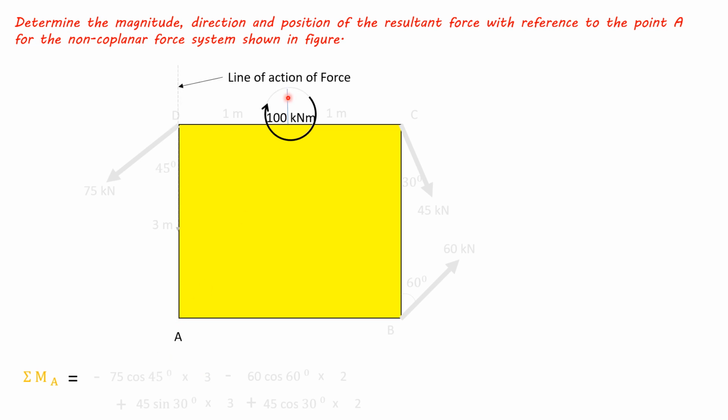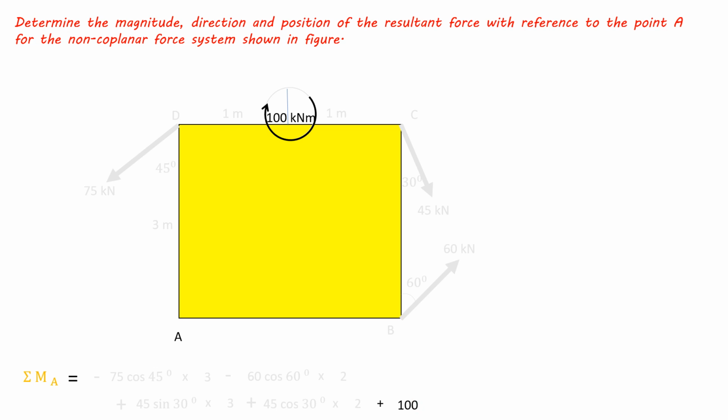Now this is a couple having a magnitude of 100 kilonewton meters. So its moment about point A or anywhere will be the same. So plus 100, as it is rotating clockwise. Its moment about any point is 100 kilonewton meter only.